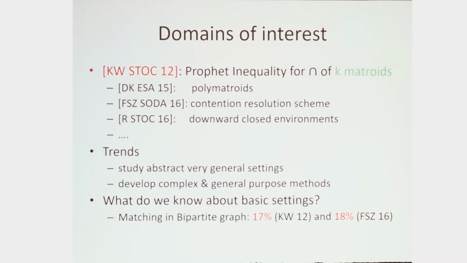The KW paper would consider it as an intersection of two matroids, one matroid per side, and their result would imply a 70% approximation to the profit. This approximation was slightly improved by the contention resolution paper to 18%. Both algorithms, online policies, are quite complex. They are highly adaptive and update the threshold policy based on the previous history.